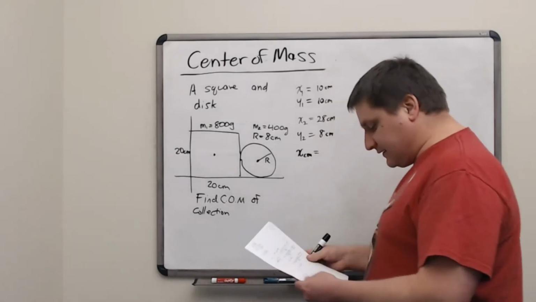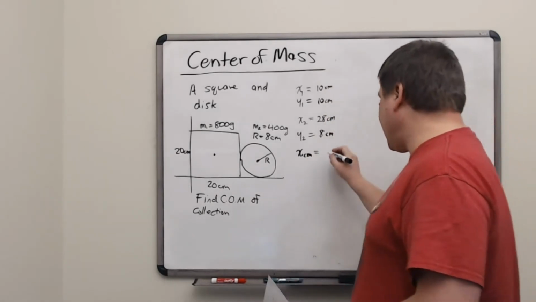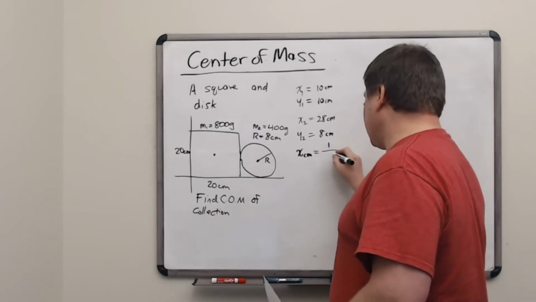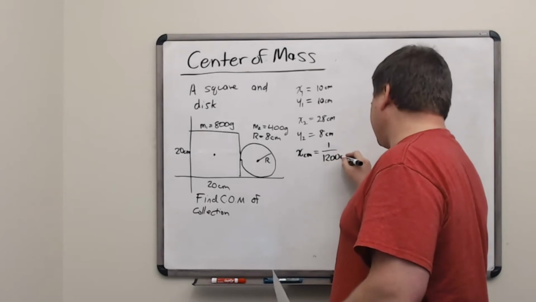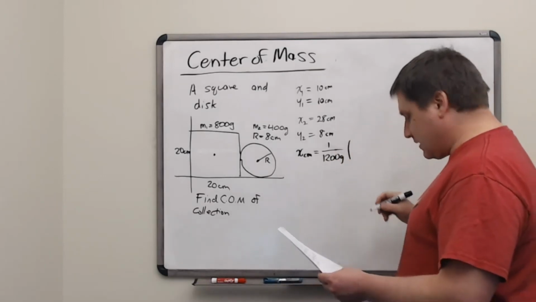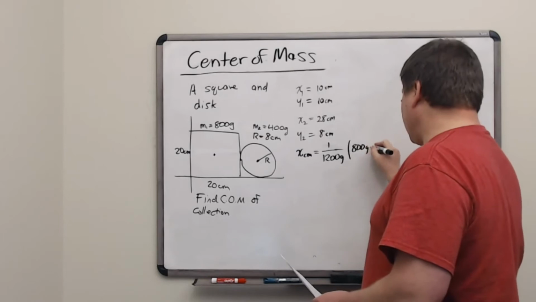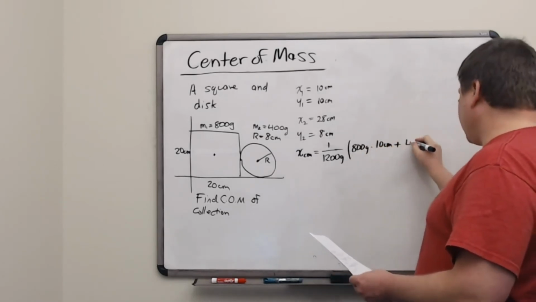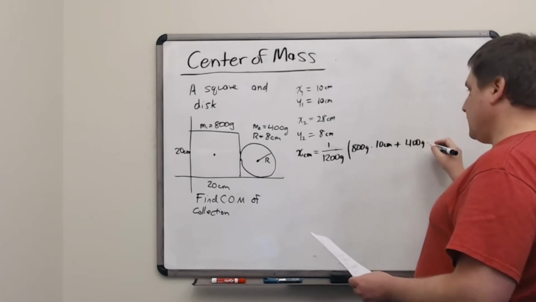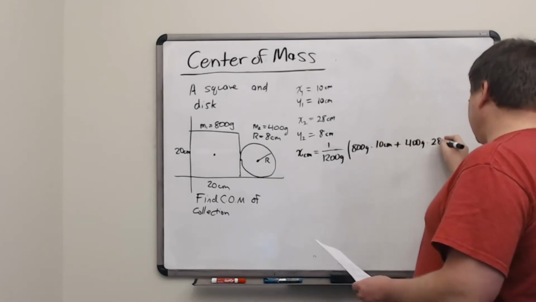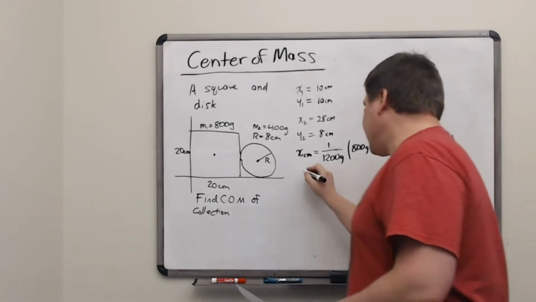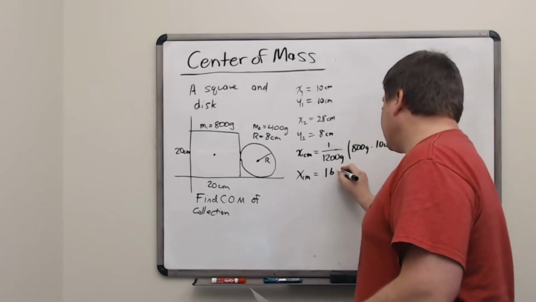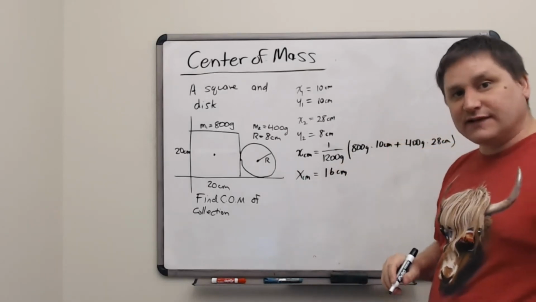So what we will get for the x center of mass of this combined object is, we'll write it out, 1 over 1,200 grams, which is the total mass, times 800 grams times 10 centimeters plus 400 grams times 28 centimeters. And that calculation gives us, in the end, 16 centimeters for the x-coordinate of the center of mass.